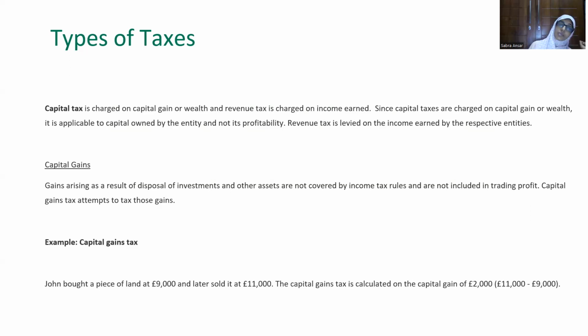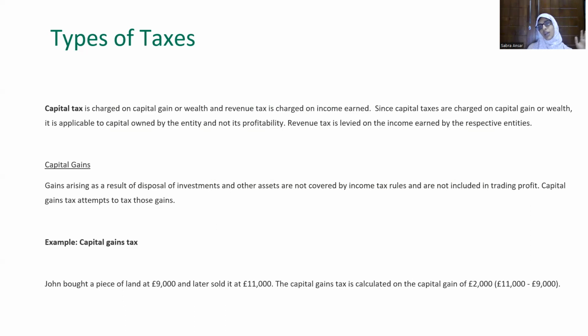So when it comes to capital gains, I said only the gains will be taxed. So the capital gains tax is calculated for what? Is it calculated for 11,000? No. For 9,000? No. It will be calculated for 2,000, or the amount that John got extra.